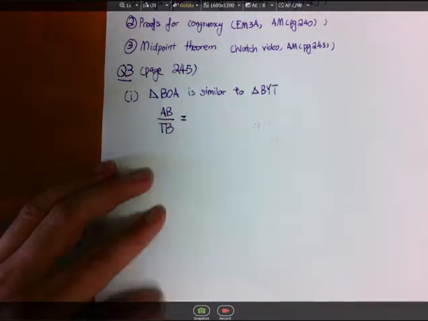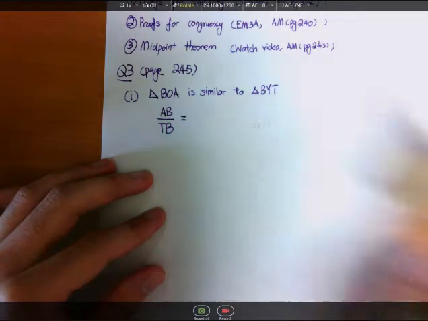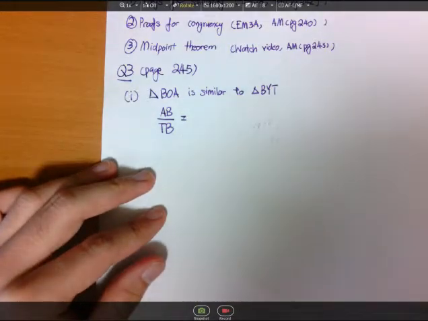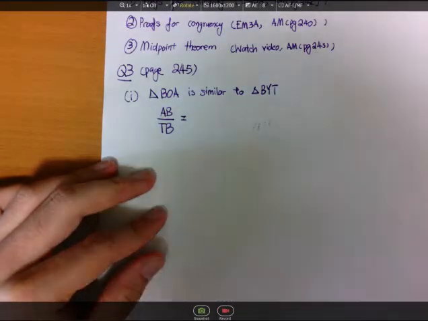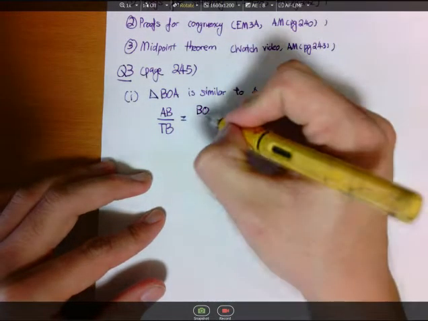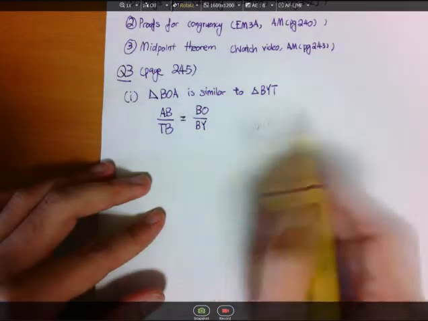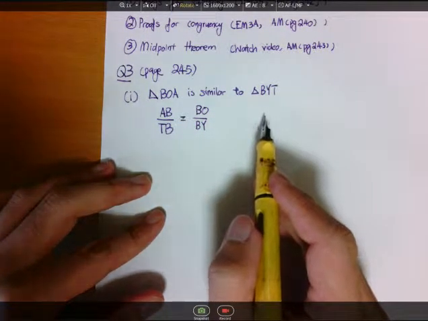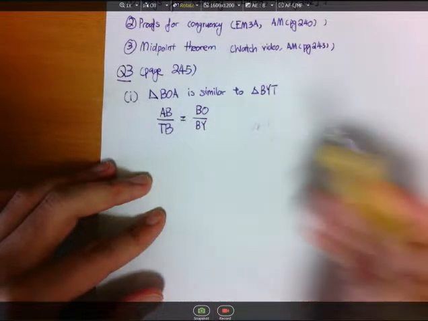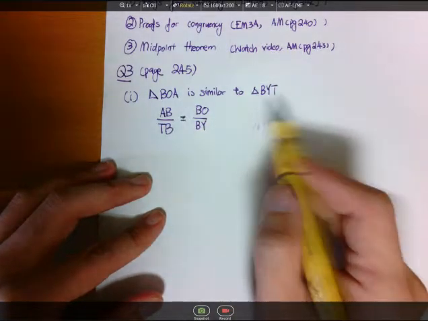is equals to, now we have a decision to make. Shall we use AO or shall we use OB? Think a while and look at the question. It involves BO, so I shall use BO. So I have BO over BY. All this is by using the property of similar triangles where the corresponding sides have equal ratios. So AB over TB is equals to BO over BY.